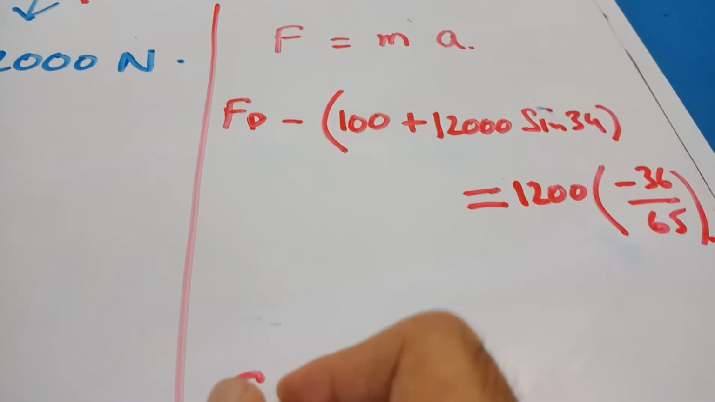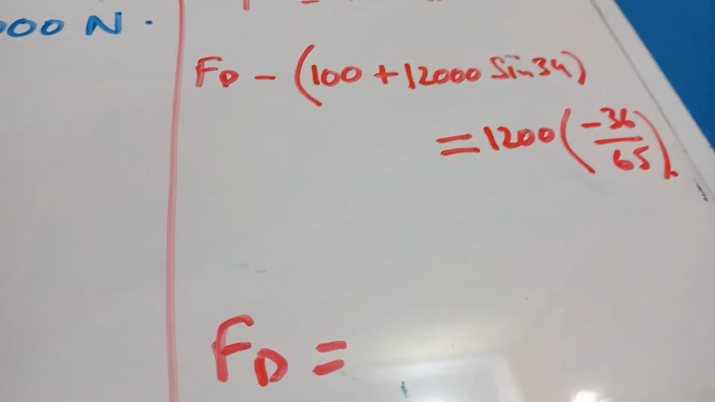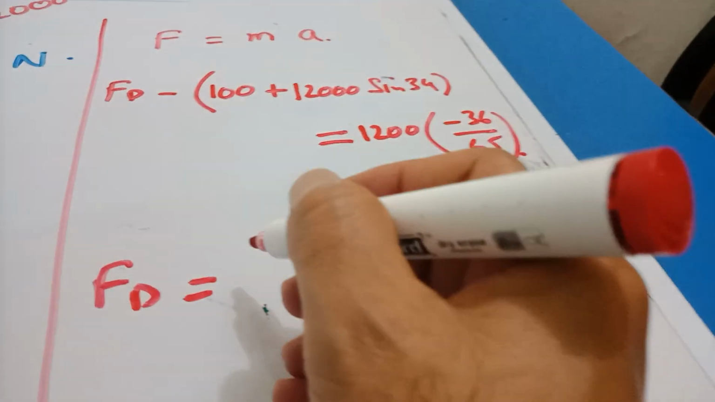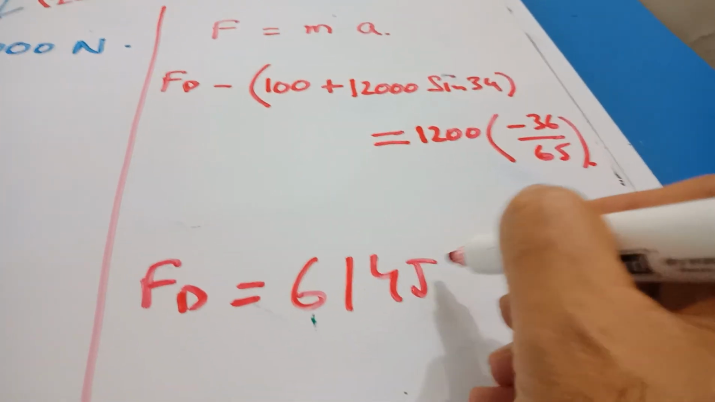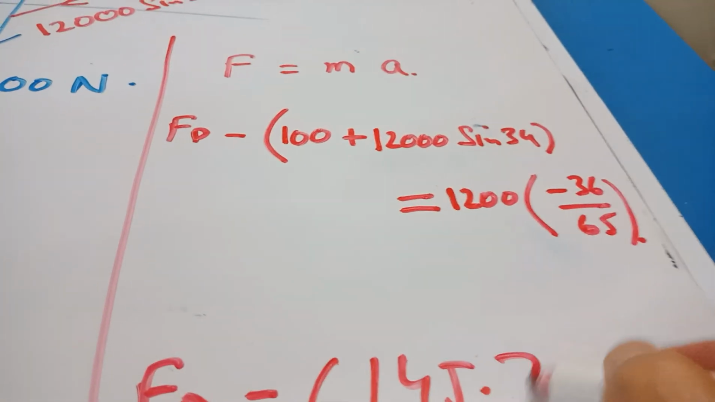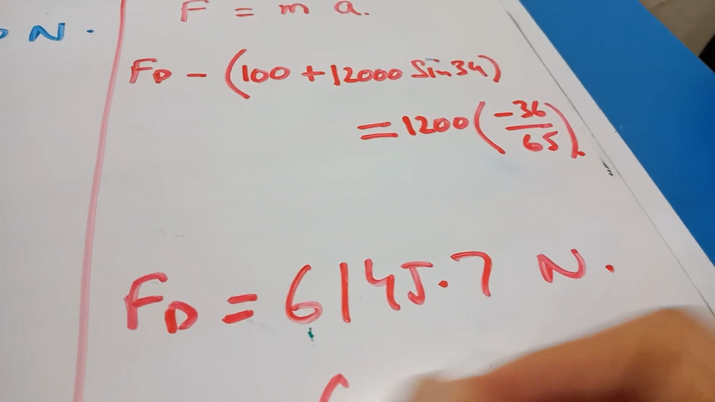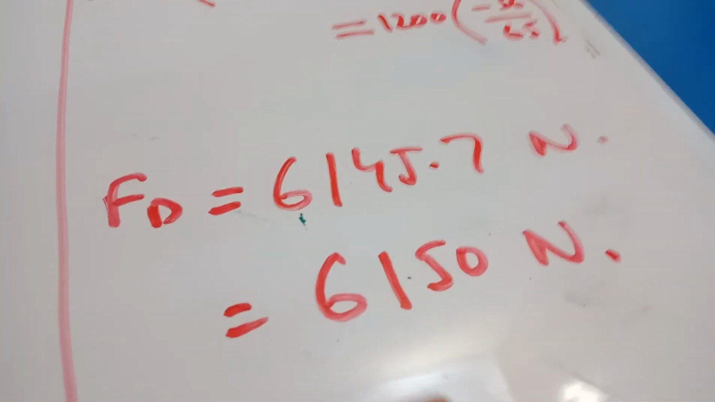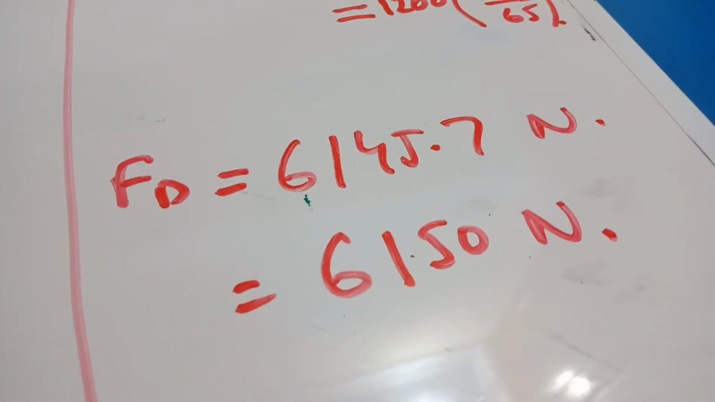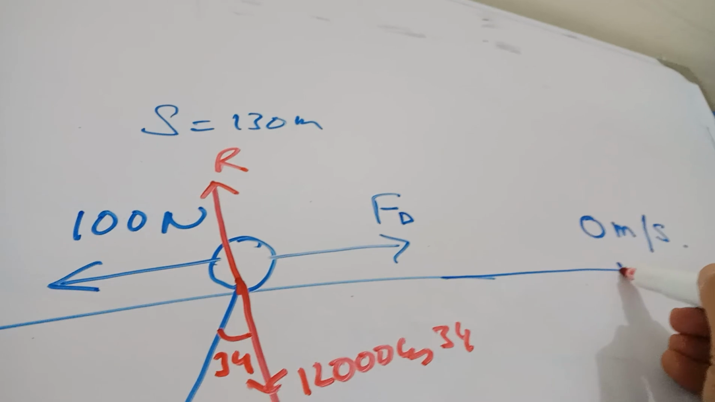So guys, this gives me the driving force. So this forward force is 6,145.7 newtons. If you write this correct to three significant figures, this is 6150 newtons. So this is the minimum force. If the car's engine provides this force, this car will just reach the top of this hill.